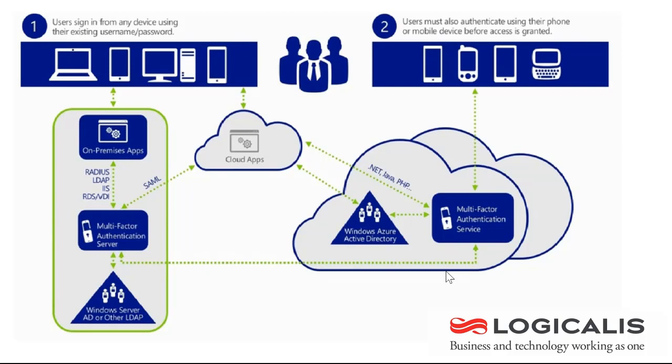We'll be talking about and demoing all three scenarios. The first scenario is a cloud app, which could be, for example, Exchange Online. A user tries to access Exchange Online. It goes and talks to Azure Active Directory for authentication. Azure Active Directory sends it to multi-factor authentication. Multi-factor authentication sends it to the user's mobile device. Once it gets confirmation, it sends it back to the user, and the user gets authenticated.